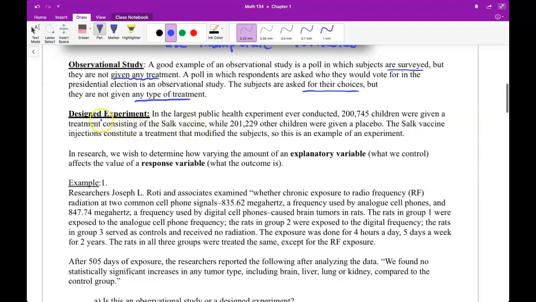And in this part, an example for a designed experiment. In the largest public health experiment ever conducted, 200,745 children were given a treatment, consisting of the Salk vaccine, and these children were given a placebo. So see, for all of this we have some kind of treatment. That's why this is an example of an experiment.